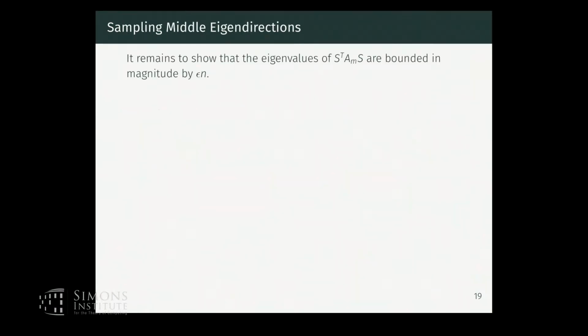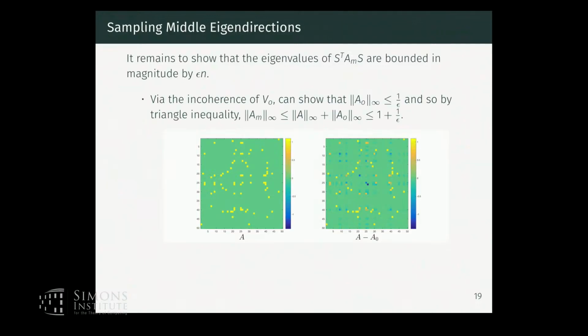It remains to show that the eigenvalues of S transpose AMS are bounded in magnitude by epsilon n. There are 2 steps here. Basically, the first thing we want to do is show that because of the incoherence of the outlying eigenspace, A0, after I take A and project it onto the outlying eigenspace, it might make the entries not be bounded by 1 anymore, which could mess up my arguments, right? But we show that the entries are still bounded. So even after projection, the entries are bounded by about 1 over epsilon.